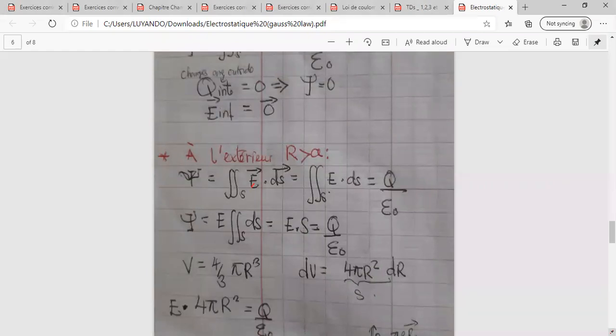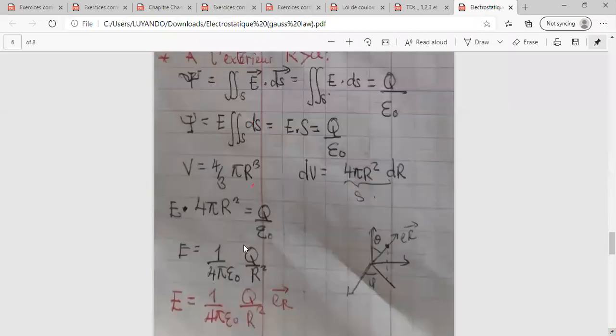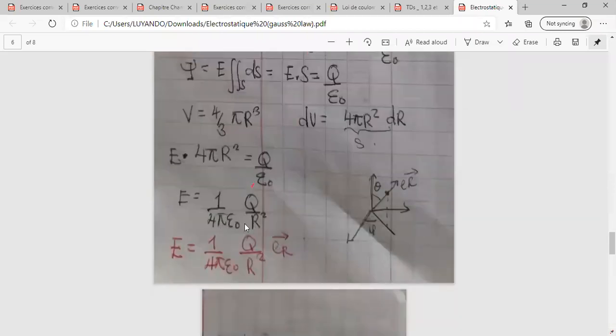So when it comes to the exterior, in terms of expressing the answer, you are supposed to give the direction, it's mandatory. Electric field has direction, so you're supposed to indicate the direction. For a sphere, it's in the radial direction, which is e_r. You have to include the direction. If you leave it just like this, it's not complete, and most professors will not mark it.